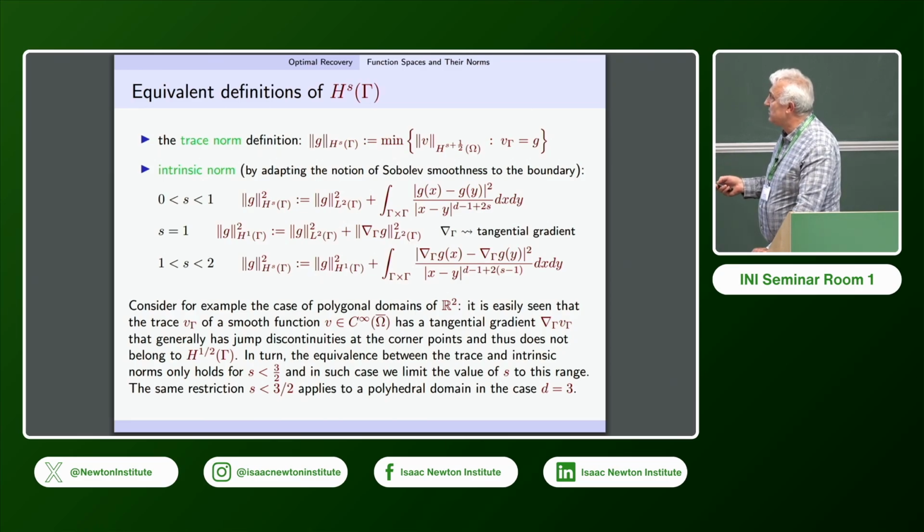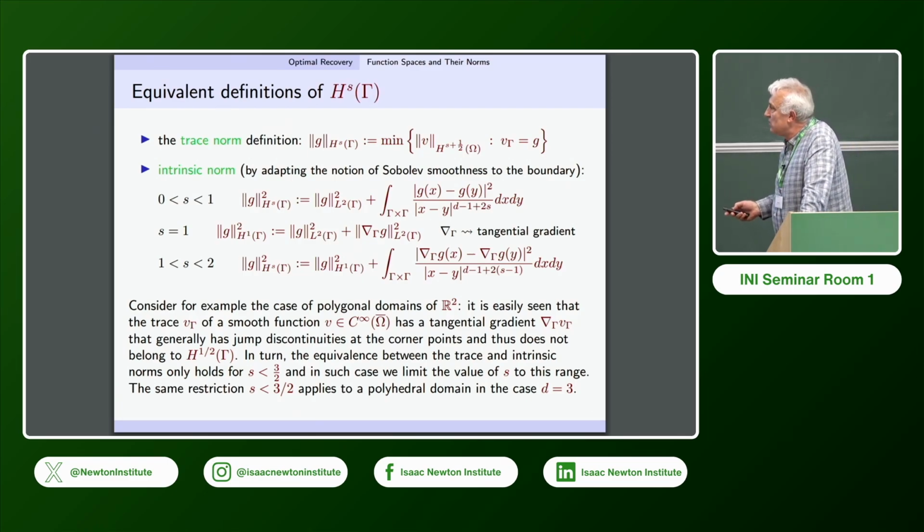So I'm just giving the two norms. One of the difficulties is that in HS gamma, we can define the norms in two different ways, as a trace norm and as an intrinsic norm. The intrinsic norm is simply defined by using one of these formulas depending on how big S is. And then we are interested in when we have equivalence of these norms, and they depend on the smoothness of the gamma.